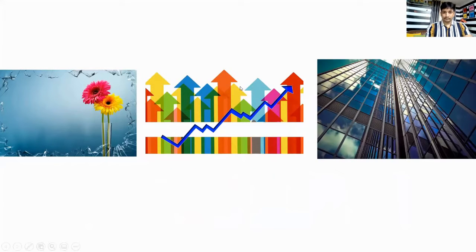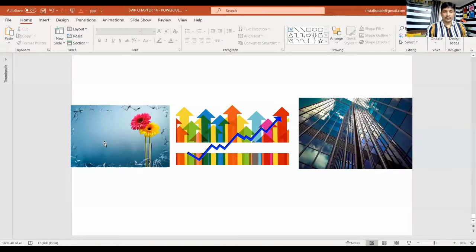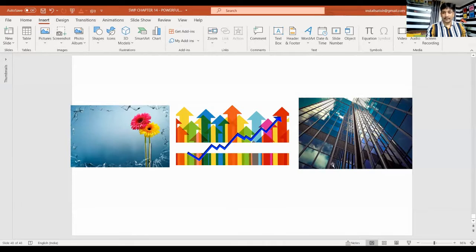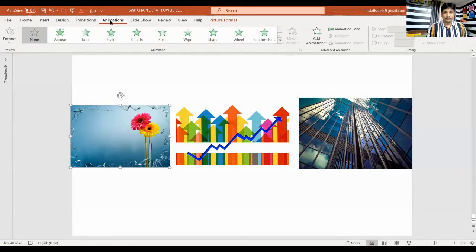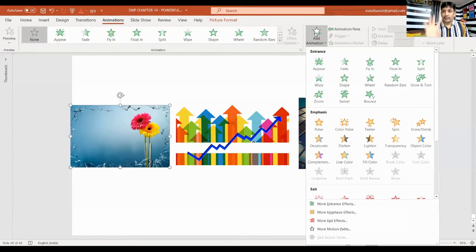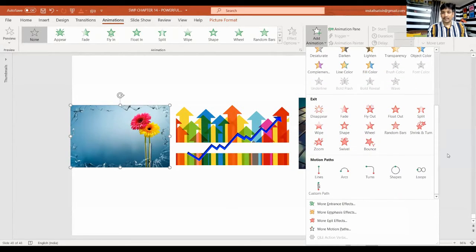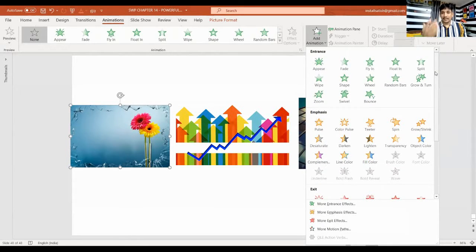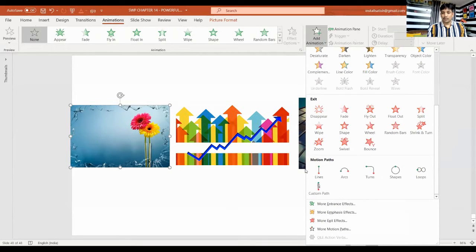So this is step 1. We know so far, right? We know that we need to take pictures here. Inserted 3 pictures. Go to insert and pictures and took 3 pictures here. So basically, to make animation, the first step is to select the picture, go to the animation tab here, and go to add animation. If you go to add animation, you have 4 options there: entrance, emphasis, exit, and motion paths.